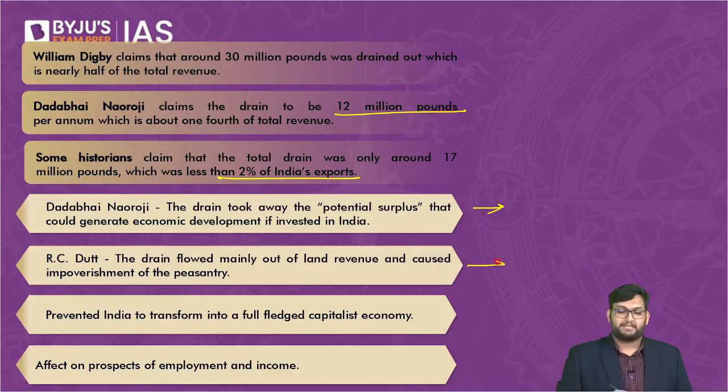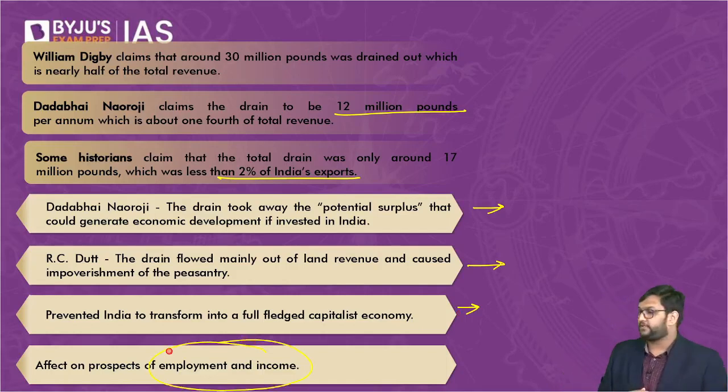They took a land revenue and impoverished our peasantry. They prevented full-fledged economic development by a capitalist economy, and simply, when the economy is down, employment and income are also down. So the simple point of the matter is, before I go to moderates, what is the concept of the INC?